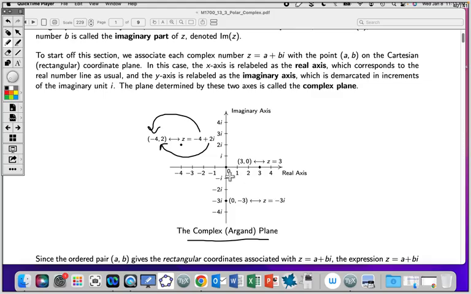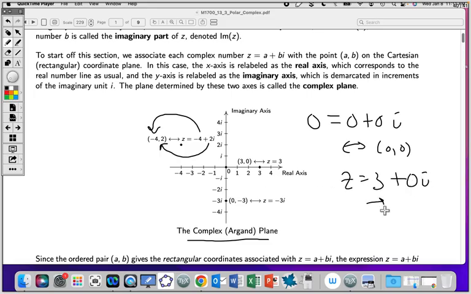The number 0, I can think of as 0 plus 0i, so that corresponds to the origin. If I have a real number like 3, then I can think of that as 3 plus 0i. That's going to get identified on the real axis as (3, 0). And if I have a purely imaginary number, z equals -3i, I can think of that as 0 plus -3i. It's going to give me a point on the imaginary axis.